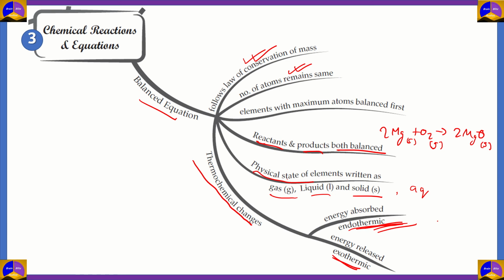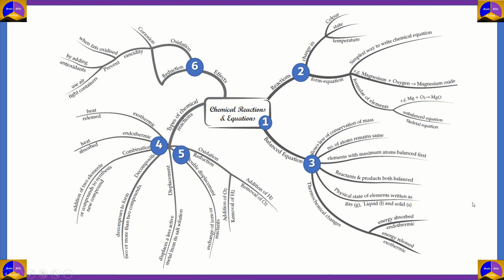So endothermic reactions are used when you have to decompose a reactant to many products. And exothermic reactions are used to combine reactants to form a product. These are usual cases. Now, enough talk about balanced equations. Let's look at the types of chemical reactions. This is the main part of this particular chapter.